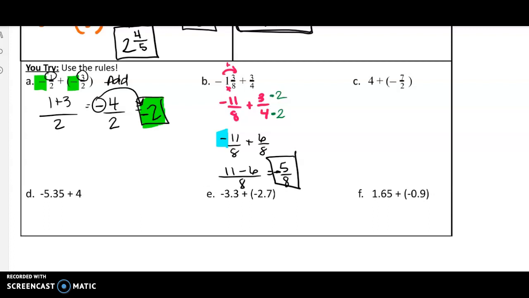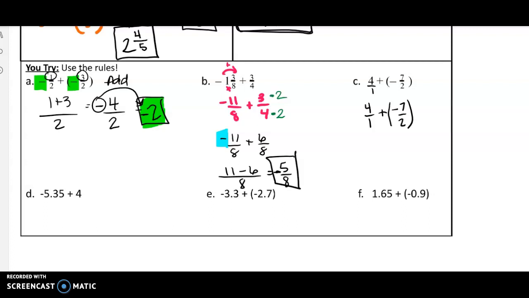Number 4. Oh my gosh, that's not number 4. That is letter C. We're on letter C. We're going to put this over 1. So now I have 4 over 1 plus negative 7 over 2.